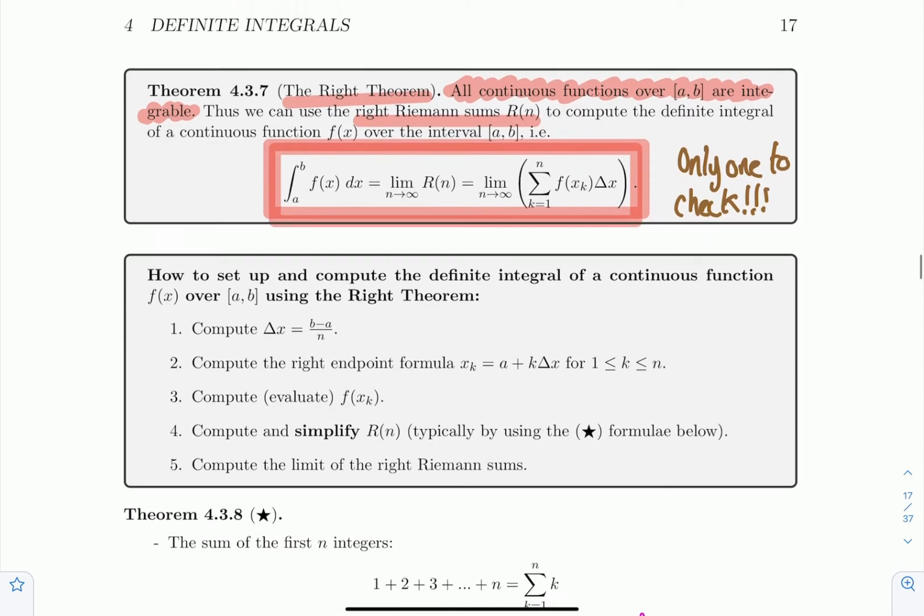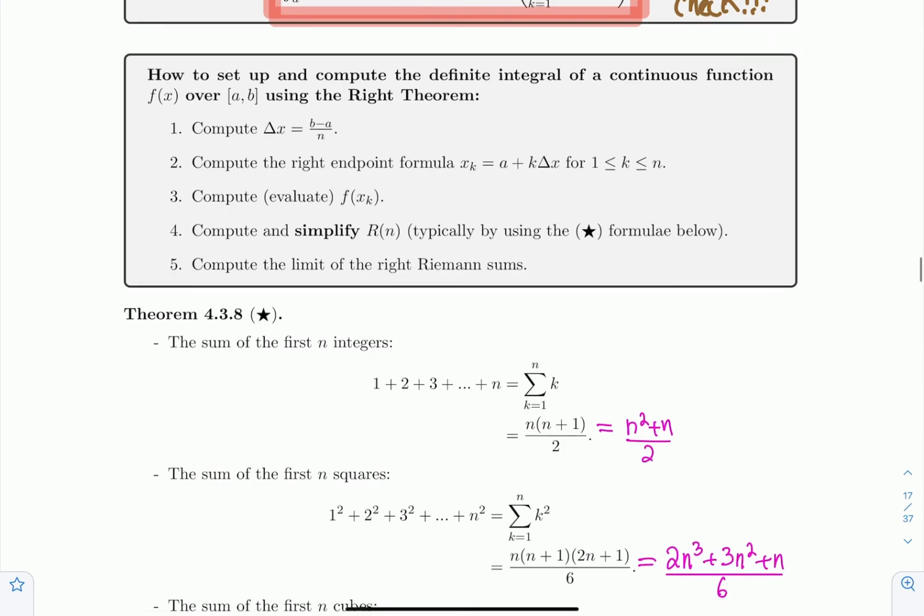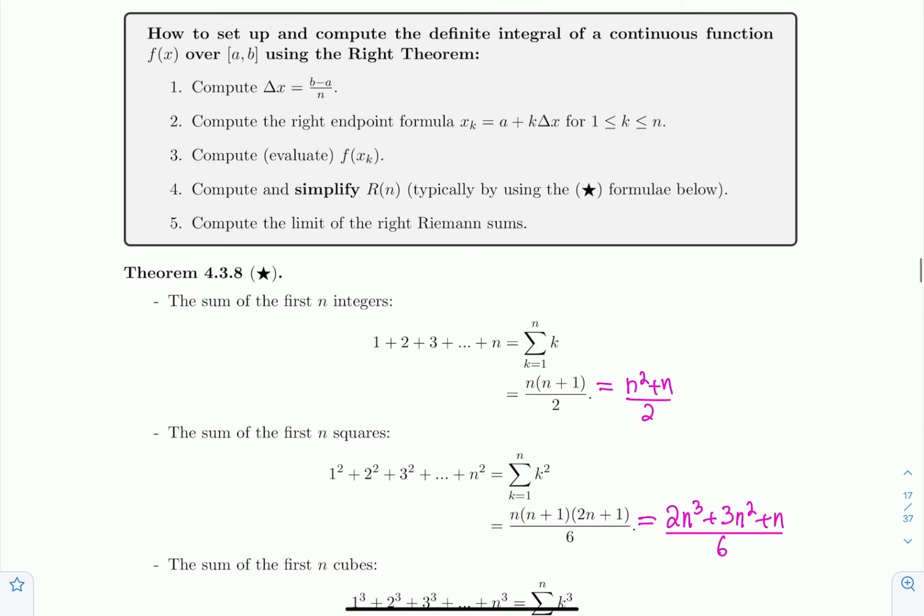So here is how I'm going to set up and compute the definite integral of a continuous function f of x over interval a, b using the right theorem. The first thing you do, Step 1, is just to compute delta x, which is the width of all the rectangles you're going to use. There's a lot of notation here, but basically what you're trying to do is set up a right Riemann sum, but using n rectangles in general.